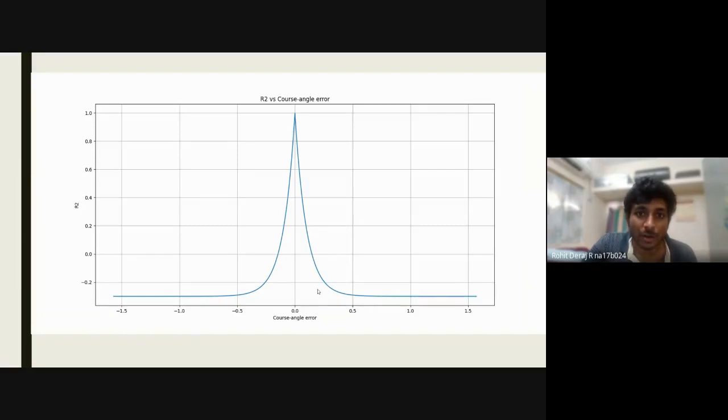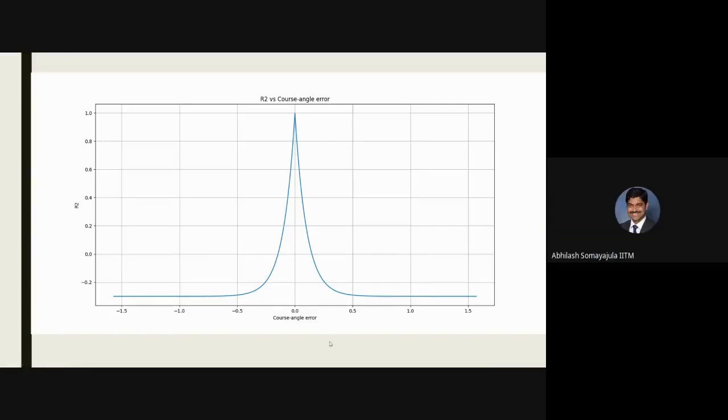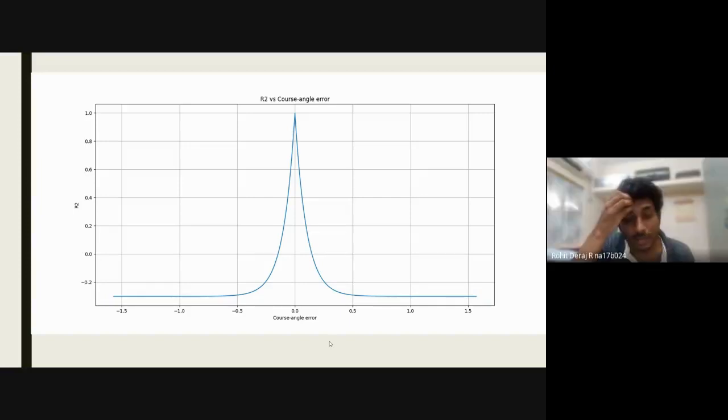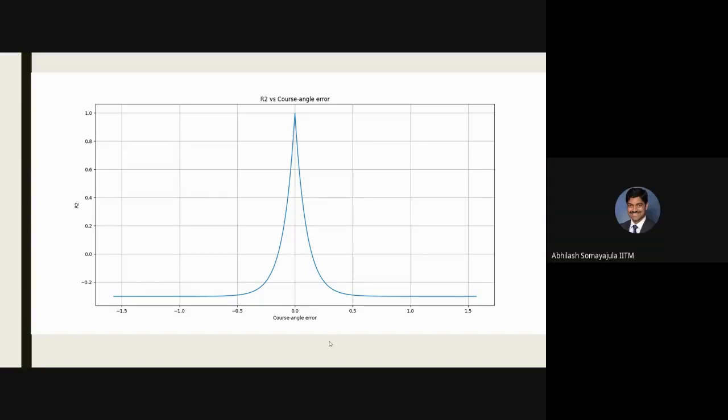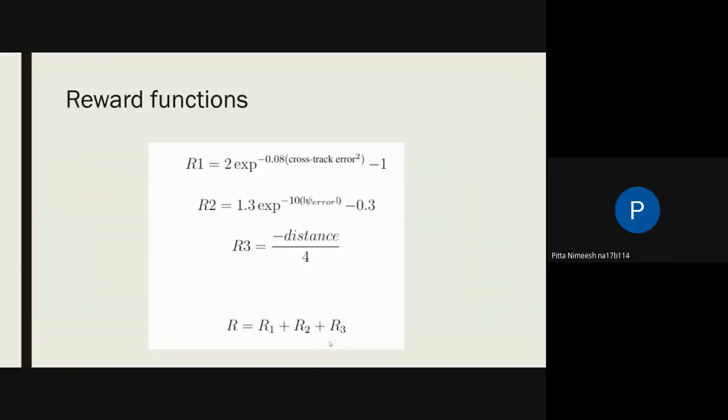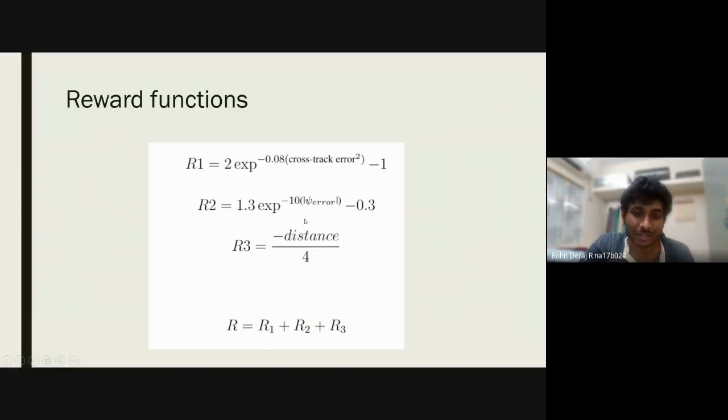And this is a plot for cos-angle error. Roughly when the heading angle error becomes greater than 0.3 radians, the reward goes negative. This is also an exponential function, isn't it? Yes, this is also an exponential function, sir. But it has a very sharp non-differentiable point at x equal to 0, or cos angle equal to 0. It's 10 here. That's why it's very sharp.